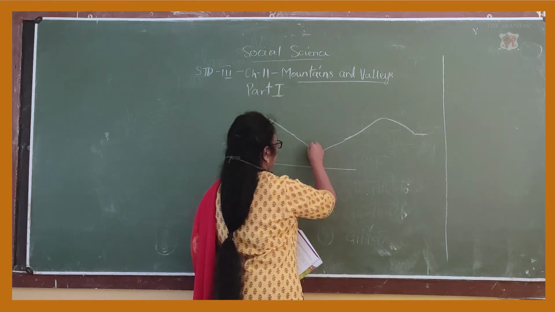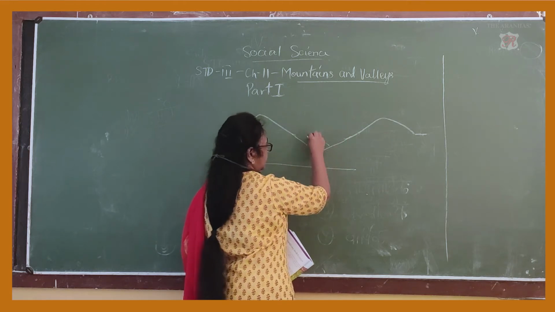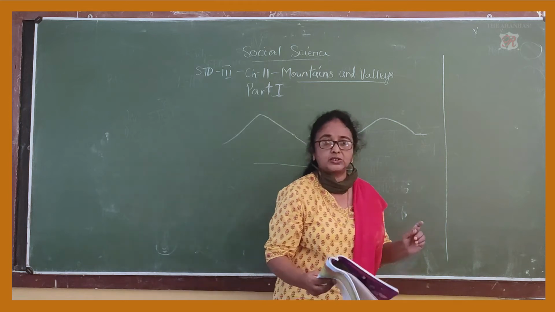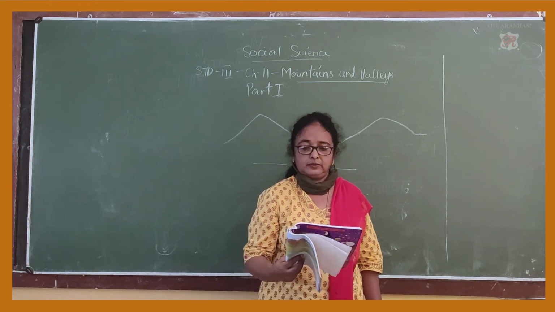Okay. Now this way, you will see. So this is the valley. Two mountains and the space between them is a valley. Okay. It is called a valley. Okay.